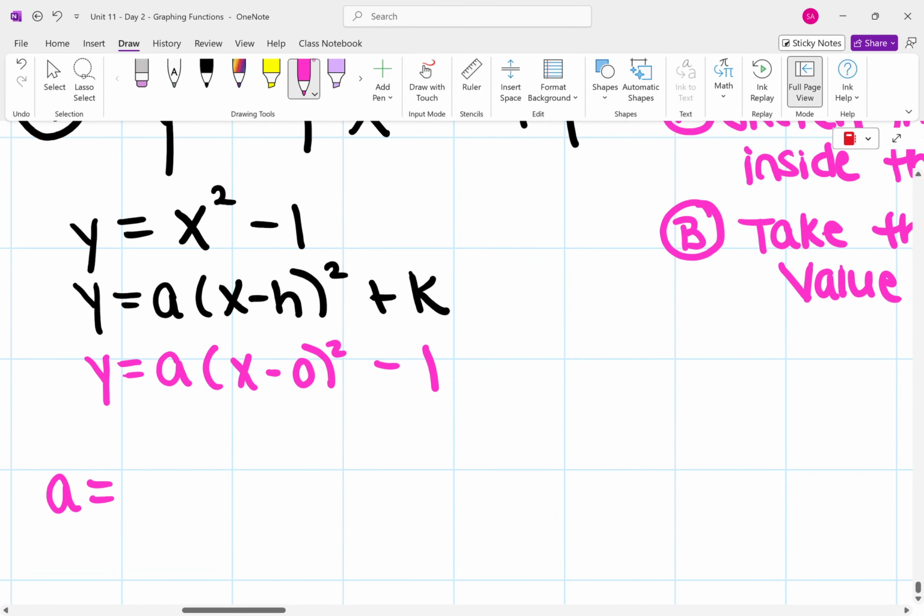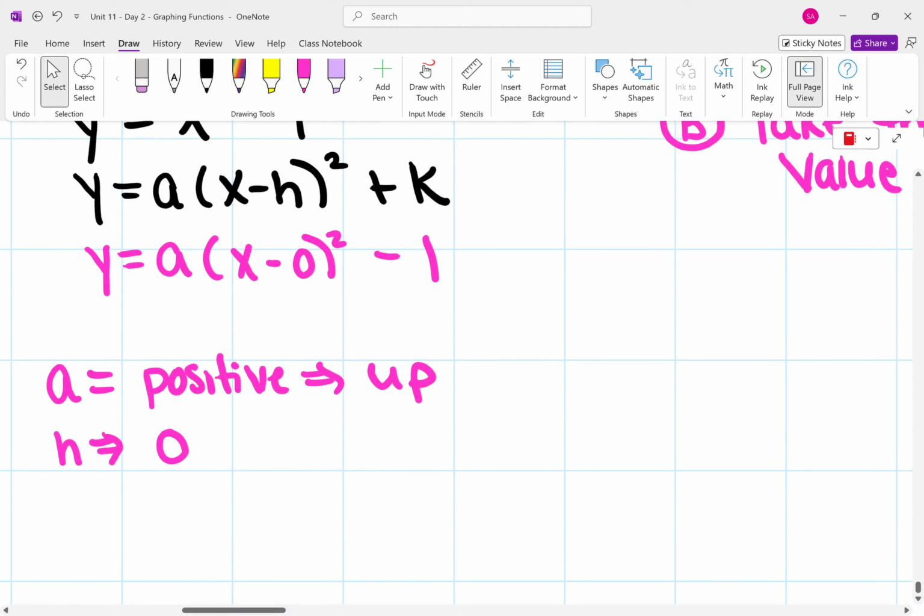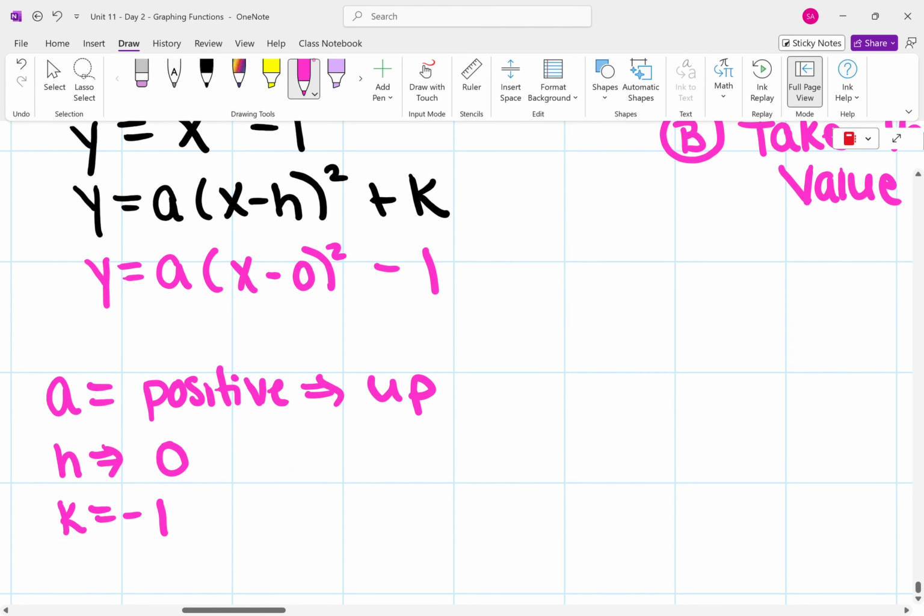Do we all agree our a is positive? So am I opening up or down? So we're opening up. My h is 0, so what does that mean? No horizontal shift. What about the k? The k is negative 1, so what does that mean? 1 unit down. You got it.